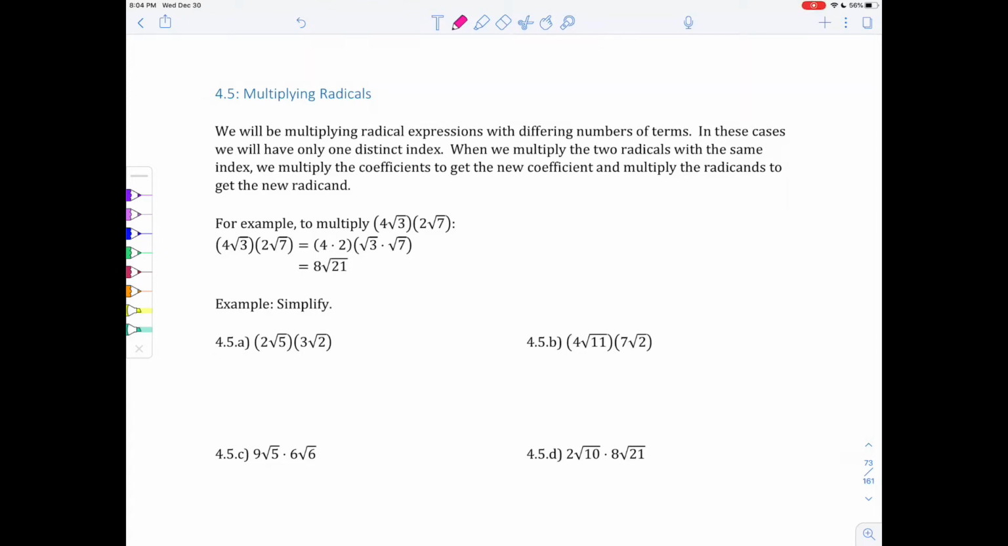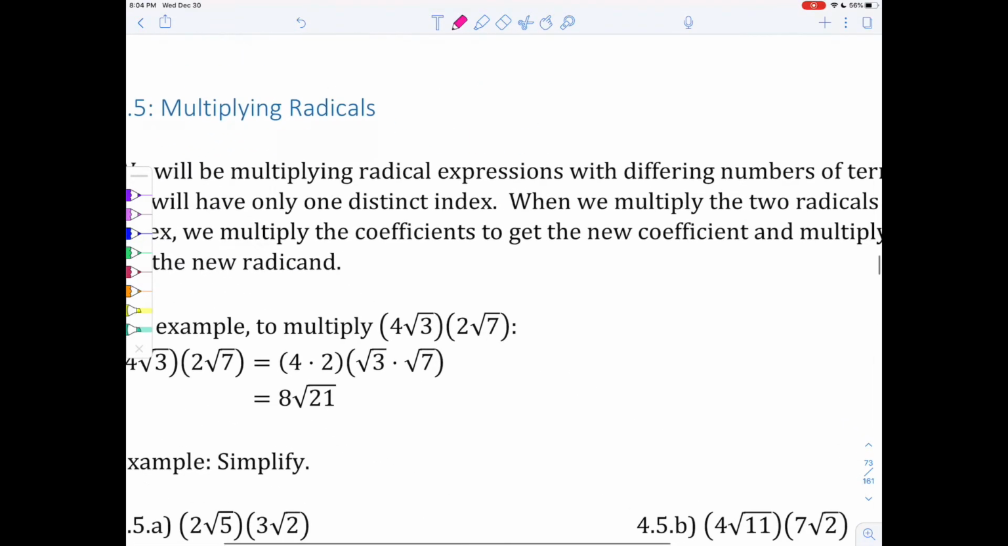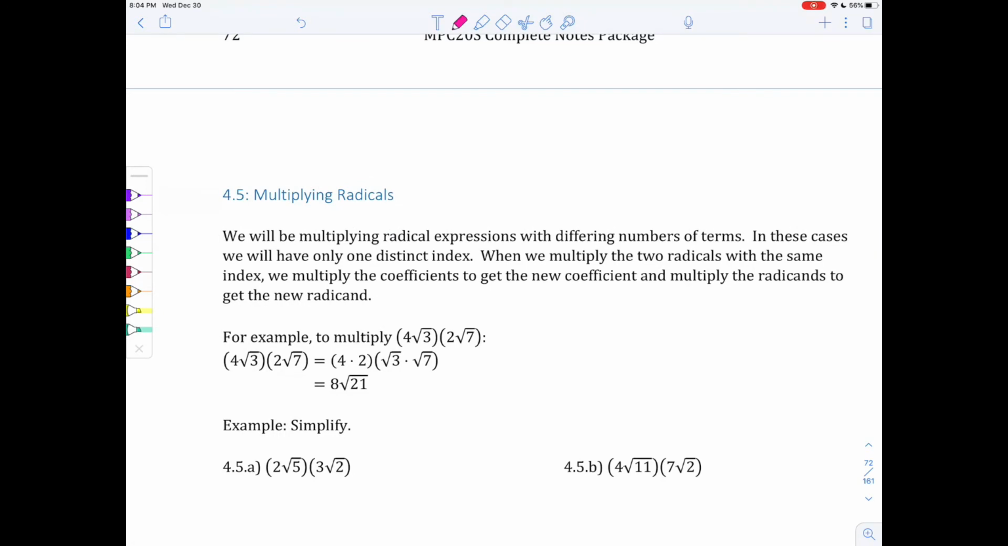Welcome to 4.5. Radicals! They're multiplying! We're going to be multiplying radicals too. When we do so, we're going to have a couple of radicals, and they might be in entire form or a mixed form. But we can do that when we have radicals with the same index.